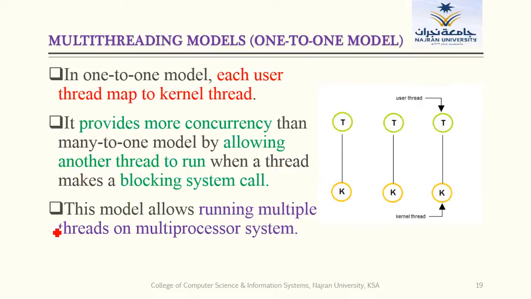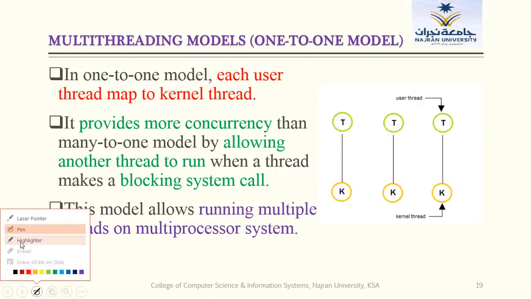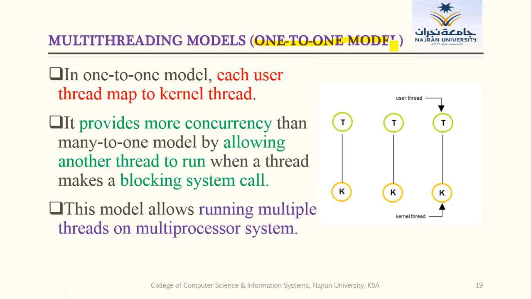The second model is the one-to-one model. As its name shows, for each user level thread we have a separate kernel thread. In the one-to-one model, each user thread is mapped to a kernel thread.